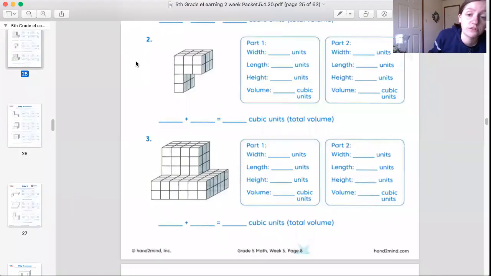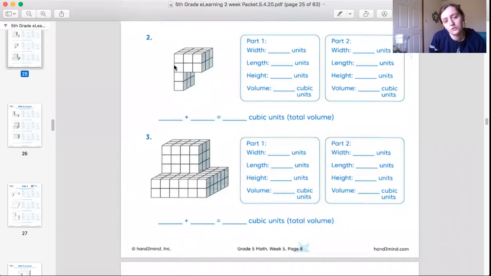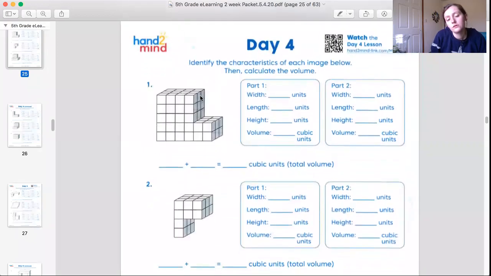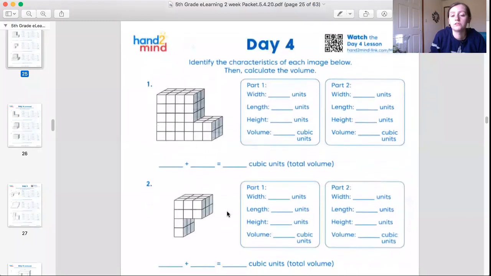Okay, so I'm going to go ahead and pull up our packet. And today we're going to take some of those skills that we learned for days 1 through 3 and use them for days 4 and 5. So if we look at day number 4 here, you'll see that a composite shape is two of these rectangular prisms that have been put together.